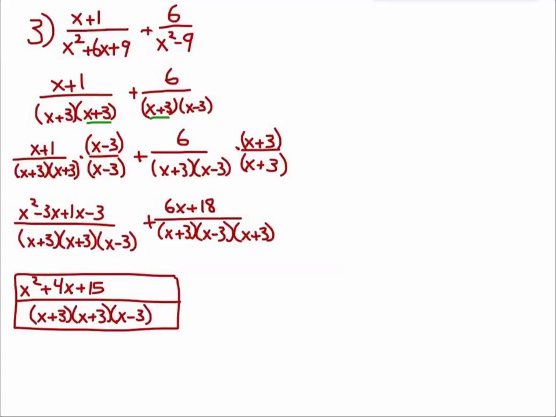You get x squared plus 4x plus 15 as your numerator. The denominator is that combination of x plus 3's and x minus 3's that we had before. You should look to factor that numerator and see if it's possible, to see if there's any canceling that can happen later on. However, in this case there isn't, so that's the final answer here.